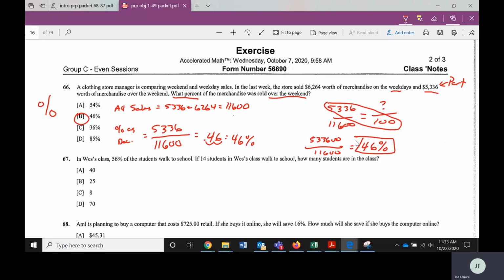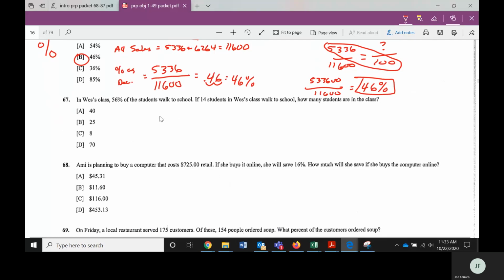Let's see, we don't have many left here. I just want to make sure I cover every type. Number 67, in Wes's class, 56% of the students walk to school. If 14 students in Wes's class walk to school, how many students are in the class?